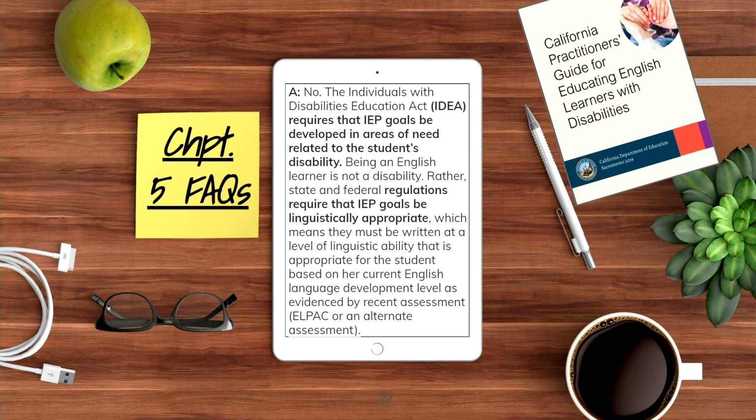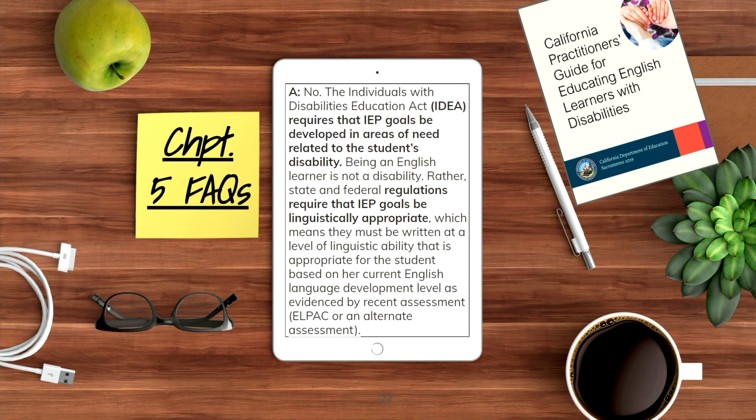IDEA requires that IEP goals be developed in the areas related to the student's disability. My favorite line is coming up next. Being an English learner is not a disability. Rather, state and federal requirements is to develop linguistically appropriate goals and objectives, LAGOs.